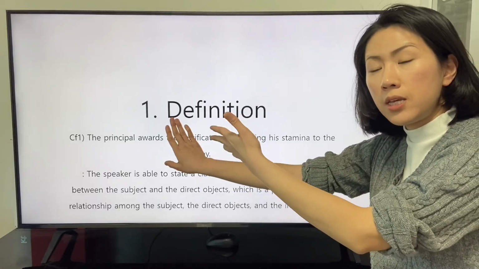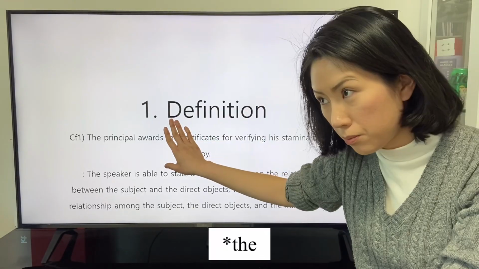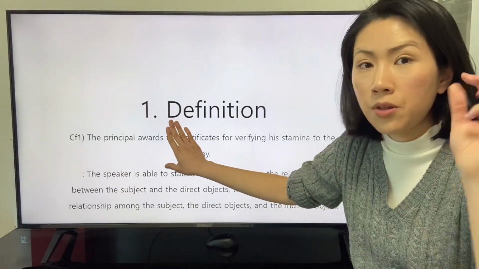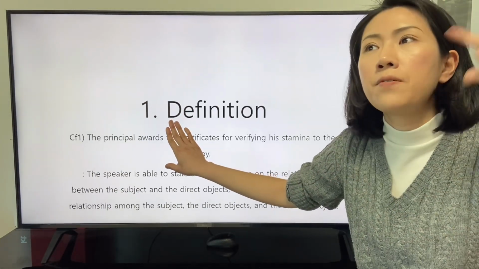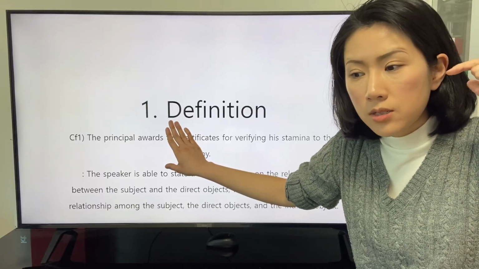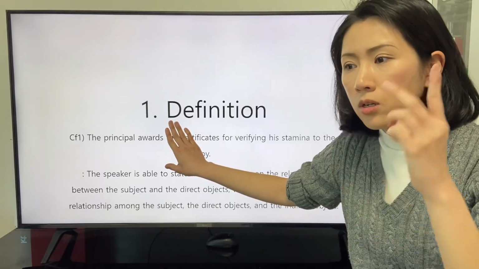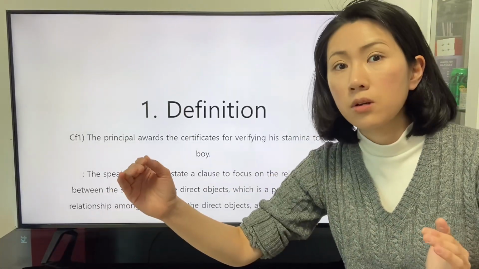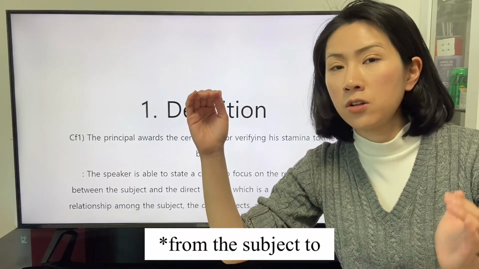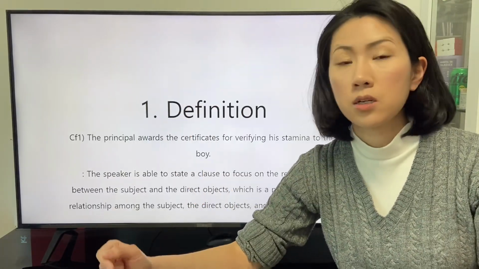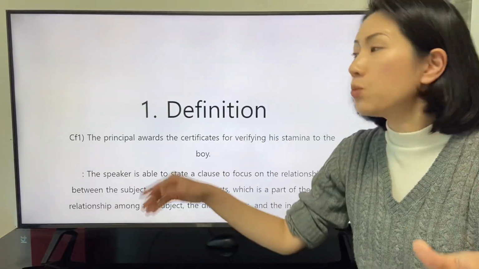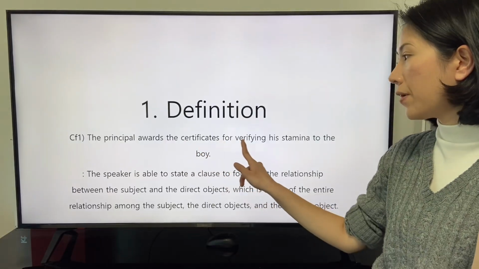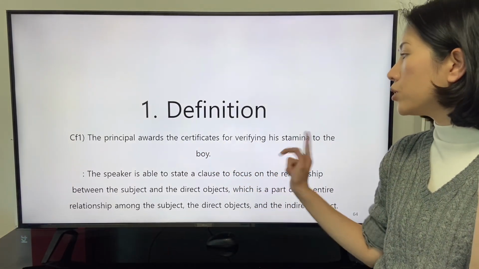Before we read the other part of the clause, we can think of probability. The clause is stated in the 3rd type of clause. We can think the speaker states the clause to focus on the range of the direct object. And then we will read the other part of the clause. The certificate for verifying his stamina to the boy.